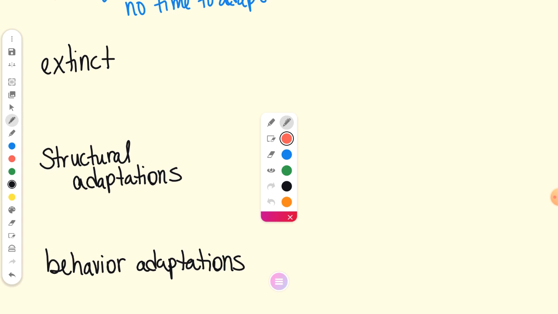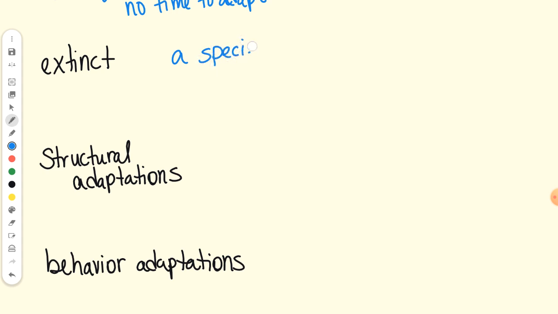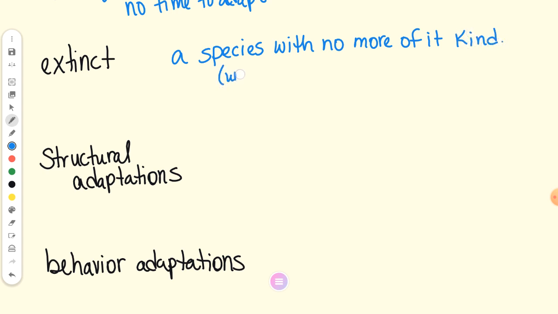Like something that's permanently gone. Okay, so something that's permanently gone, I'm going to put that more in scientific words. So it's a species with no more of its kind. Under that, I'm going to put unable to reproduce. Okay, because it's not always no more of the kind. Remember, it's at the point where they're unable to reproduce.